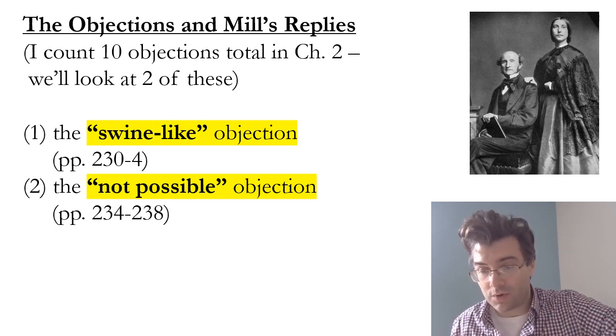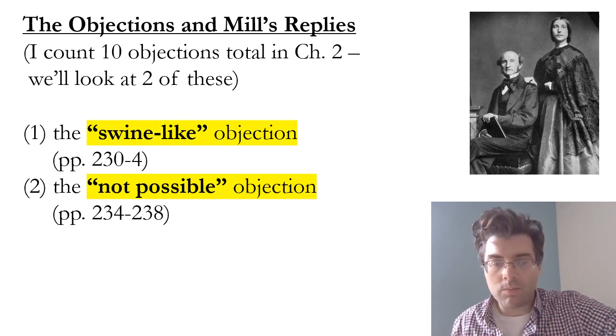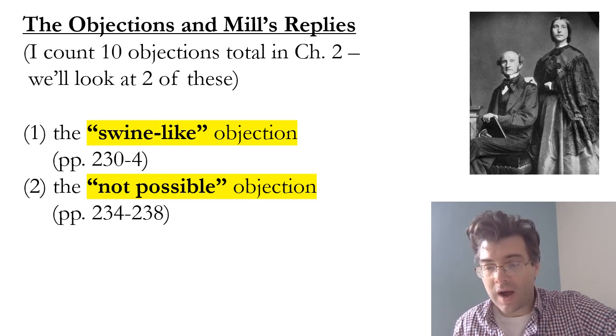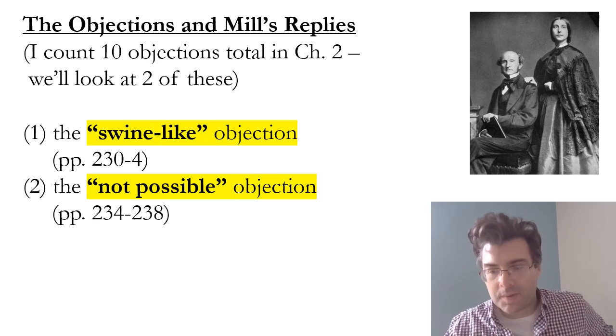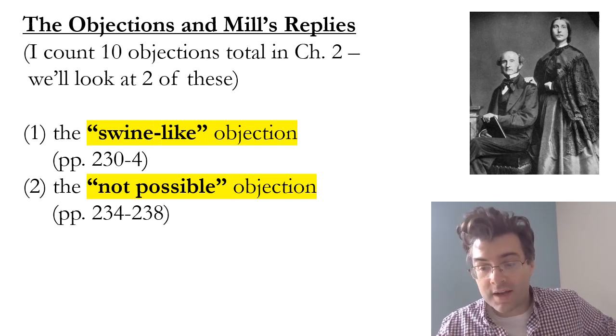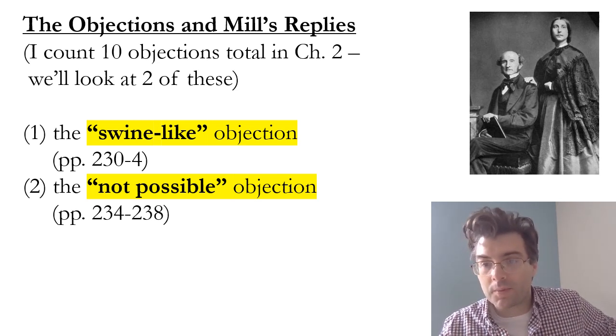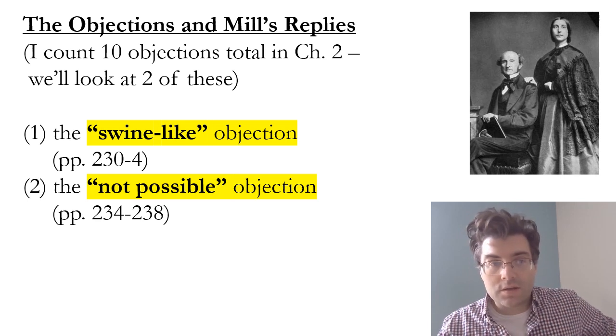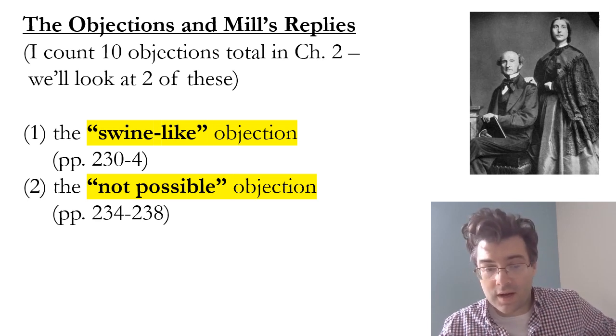And so what I'll do in the next video is basically talk through the swine-like objection and what Mill's replies are to that objection. And I'll leave you in your reading responses to basically summarize the not possible objection and the replies to it. Okay? So with that, I'll end this lecture and start again in the next one.